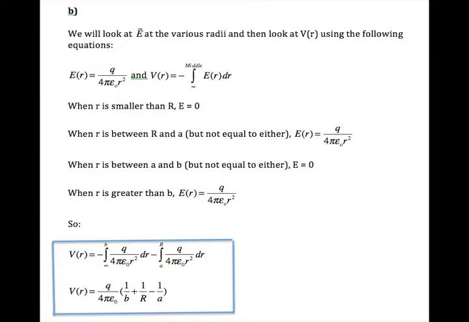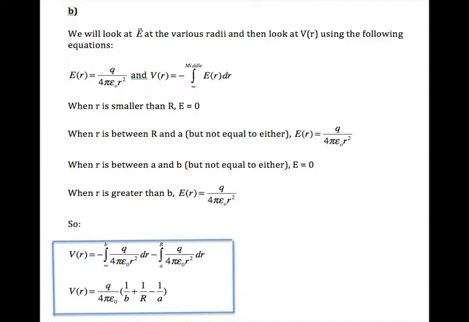So for part B, they want us to find the potential at the center using infinity as a reference point. You can see the formulas that we're going to use to do this, and we need to figure out what the electric field is to be able to plug it into the potential formula. So we're going to look at the electric field at the different radii.